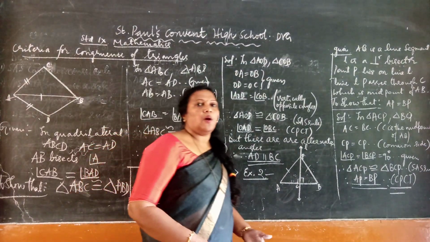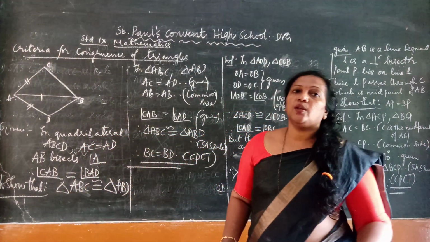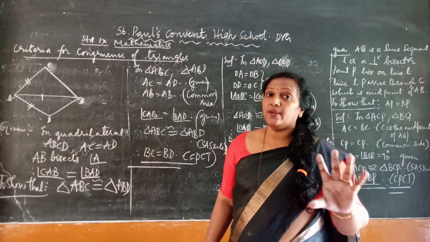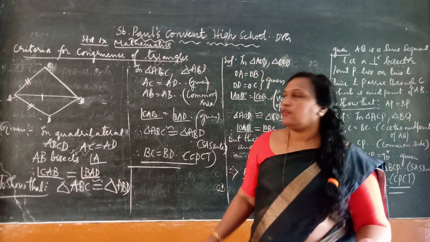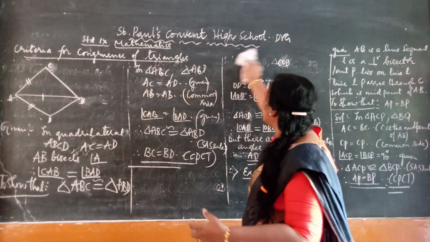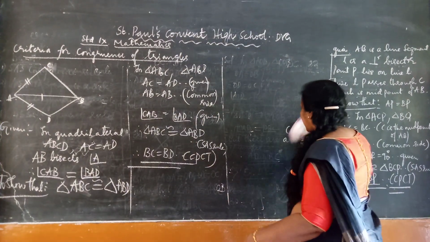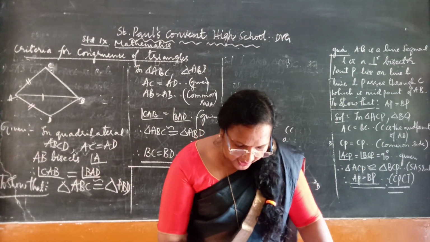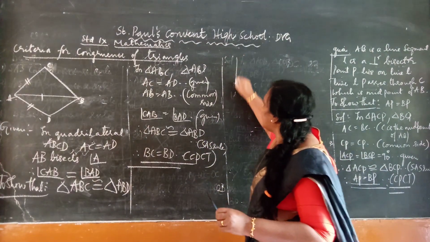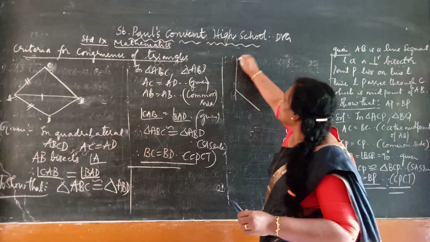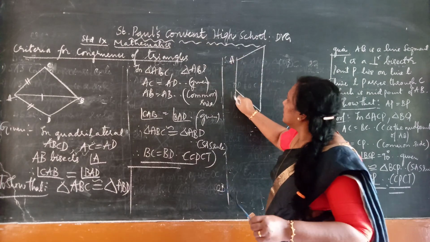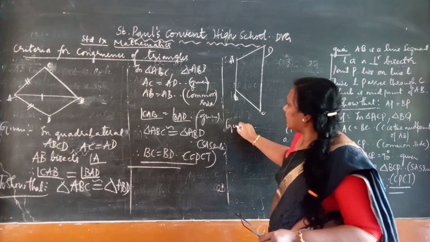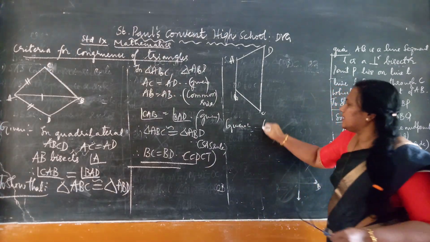If you read the problem, you should be able to identify the given elements in it and later what you have to find. What is the second problem? In the second problem, he has given a quadrilateral ABCD. ABCD is a quadrilateral. So immediately you can write given: ABCD is a quadrilateral.